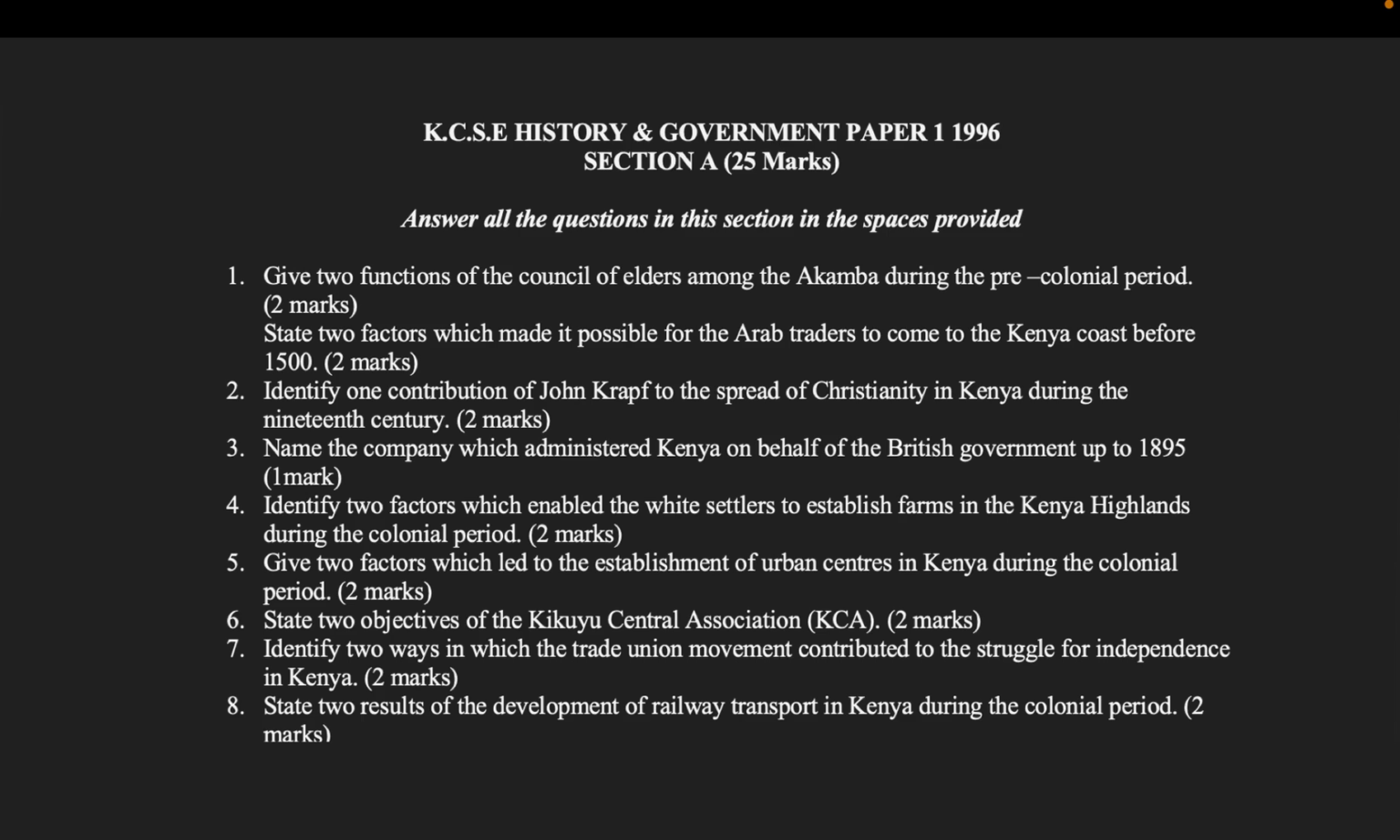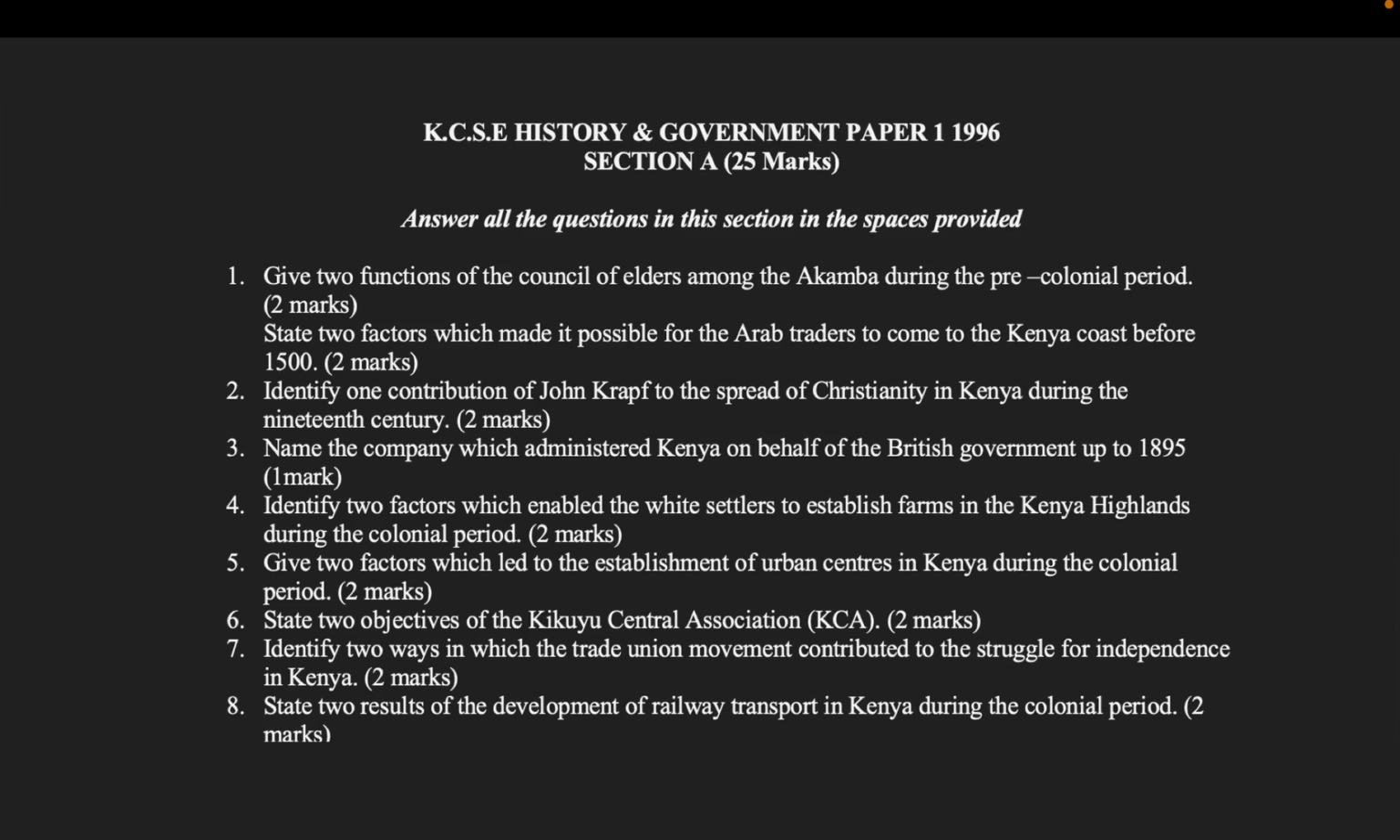4. Name the company which administered Kenya on behalf of the British government up to 1895. The Imperial British East Africa Company, IBEA Company. 5. Identify two factors which enabled the white settlers to establish farms in the Kenya highlands during the colonial period. Government policy and support, i.e., providing loans, land and laborers.